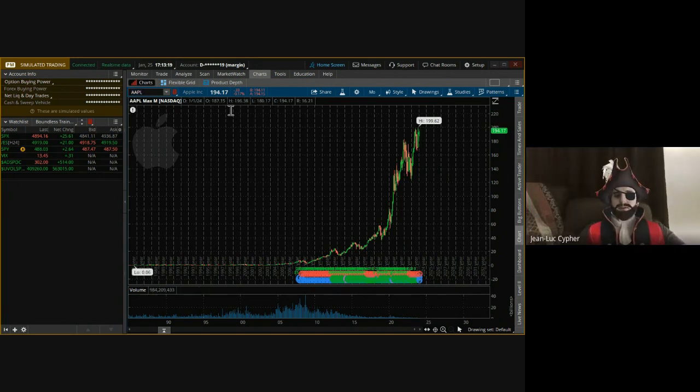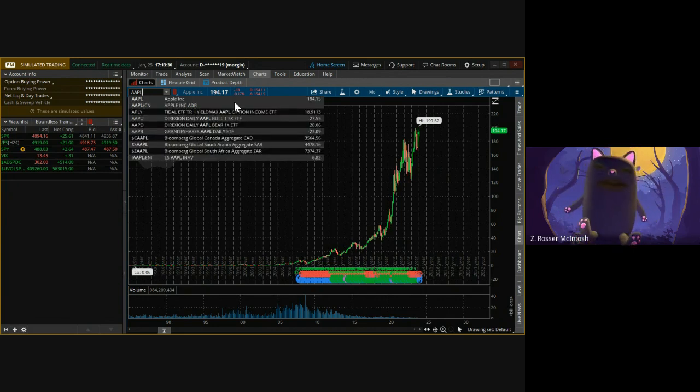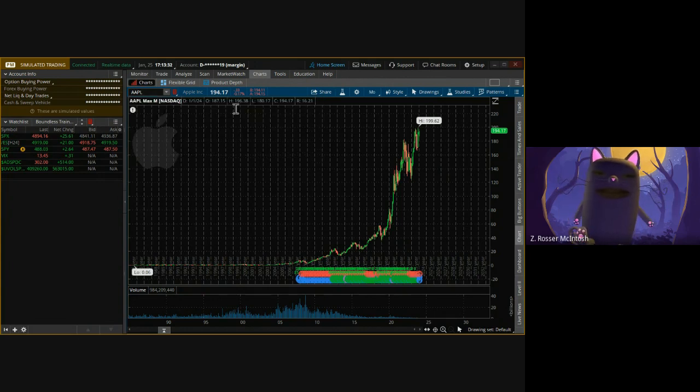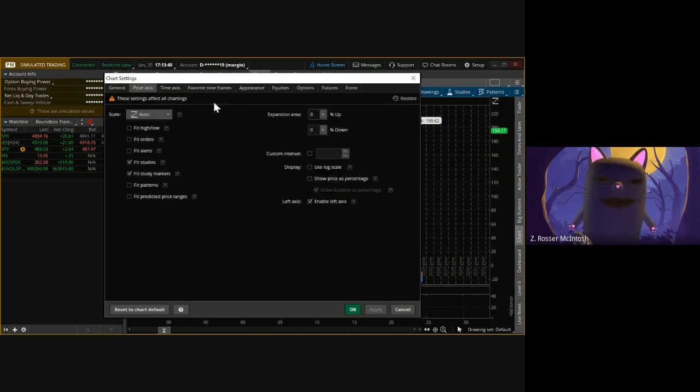Is there a way to see how much the shares would be worth if Apple hadn't been split? I don't think so, but we can look at it as a log chart. So go to settings. And go to price axis and use log scale. Over down on the display, it says use log scale. And then hit OK.